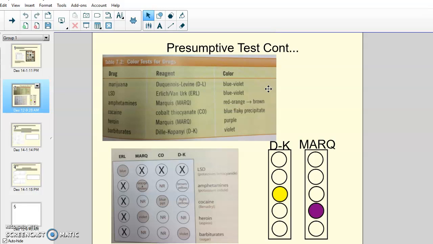So if you are taking a look here, down at the bottom where it says the Marquis test, if you got a purple color, you would then know that that was heroin.